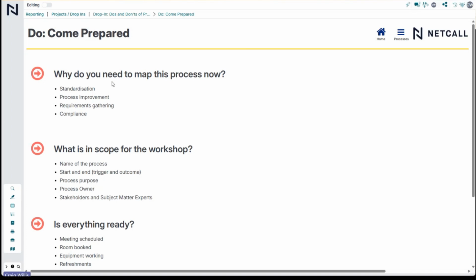So a few key things to highlight here for me. First, why do you need this process map now? What's the question that you're trying to answer by mapping this process at this particular point in time? Now, I put a couple of examples on. There are often very different things in here.